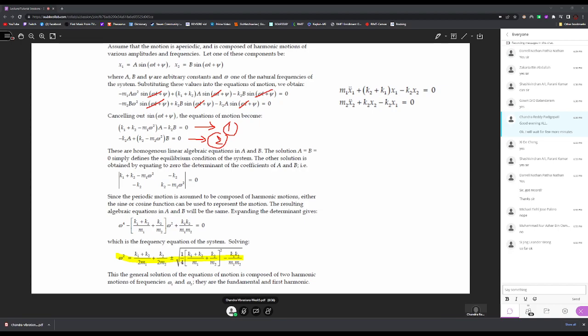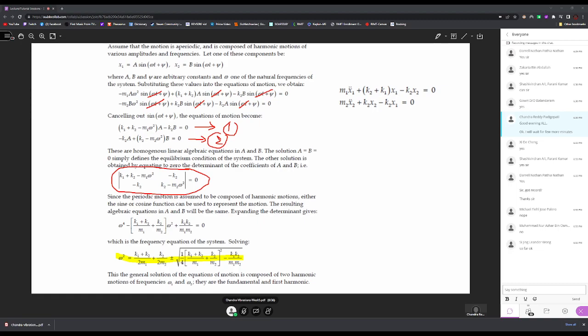So to find non-zero values for A and B, we arrange this and the determinant of this we need to equate. This is a mathematical condition, and this we call the eigenvalues. To get the values for A and B, this determinant should be equated to 0. Otherwise, the simple solution is A equals 0 and B equals 0. If you solve these two equations simultaneously, that is not a solution.